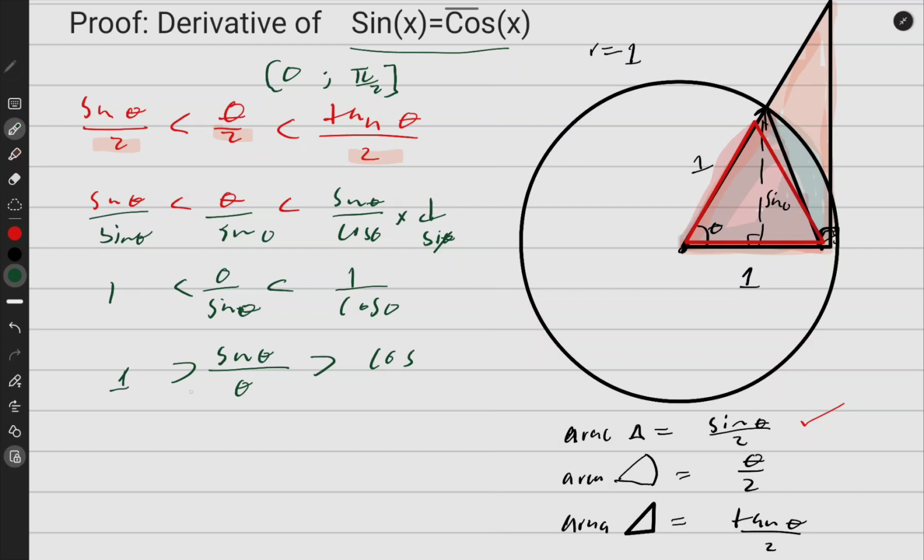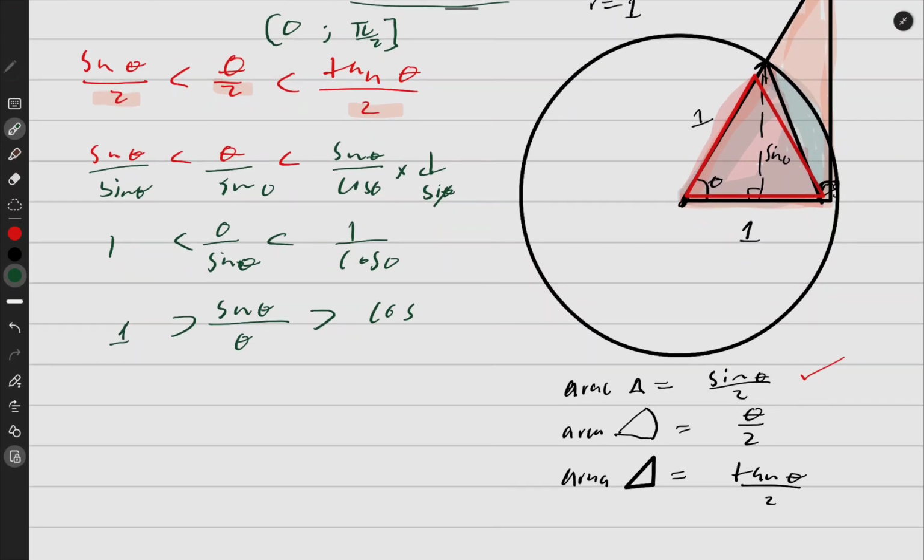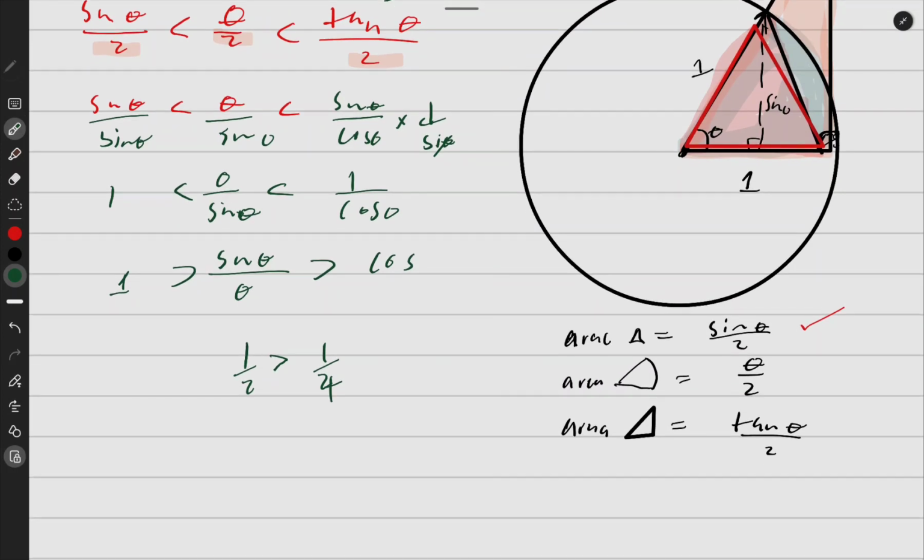Why did I change the direction of the inequalities? Because let me say I have 1 over 2 is greater than a quarter. If I flip this upside down, I'll have 2 on this side and 4 on this side. Obviously the inequality will go the other way, so that's why I changed the inequality signs there.